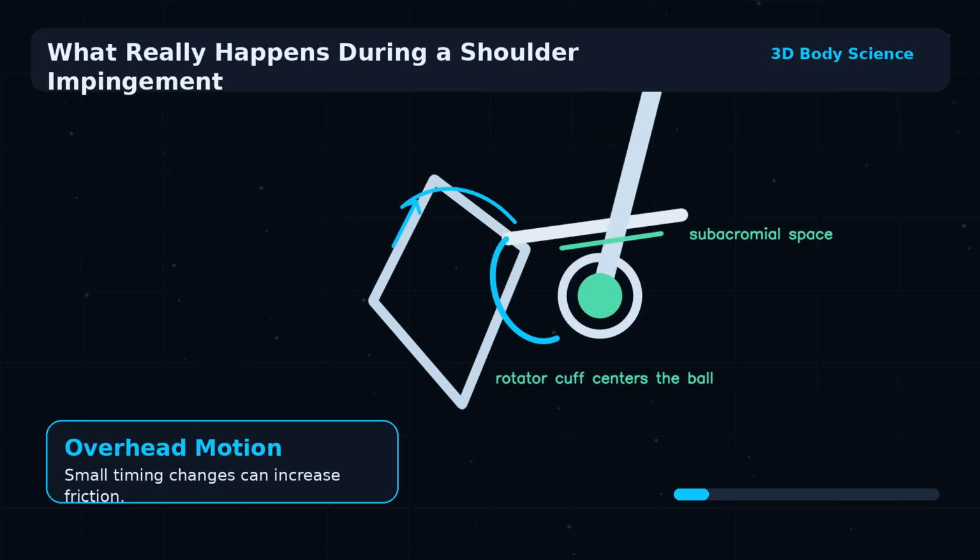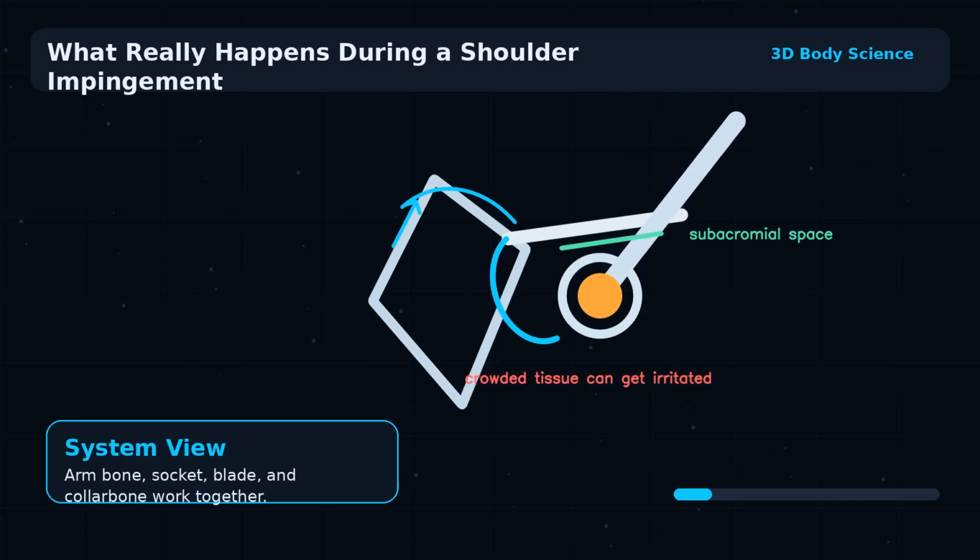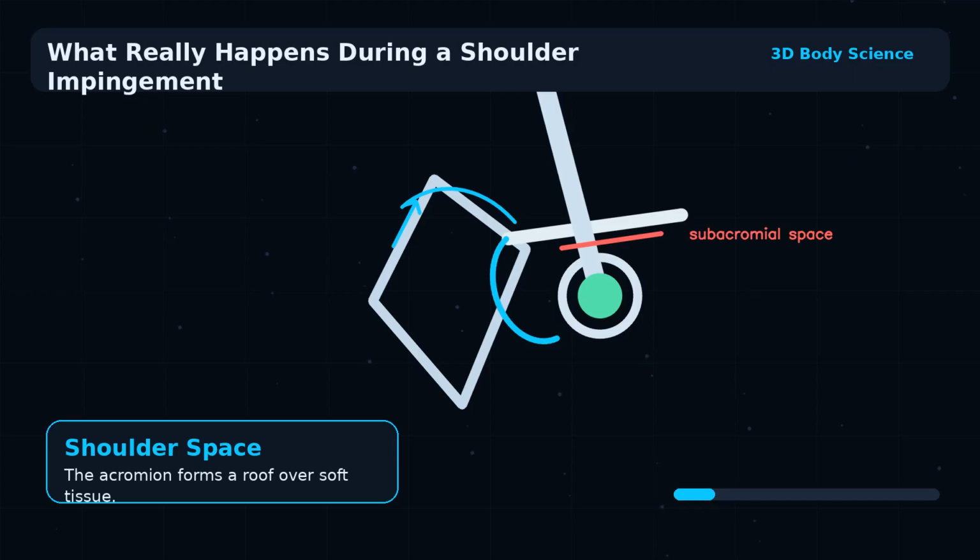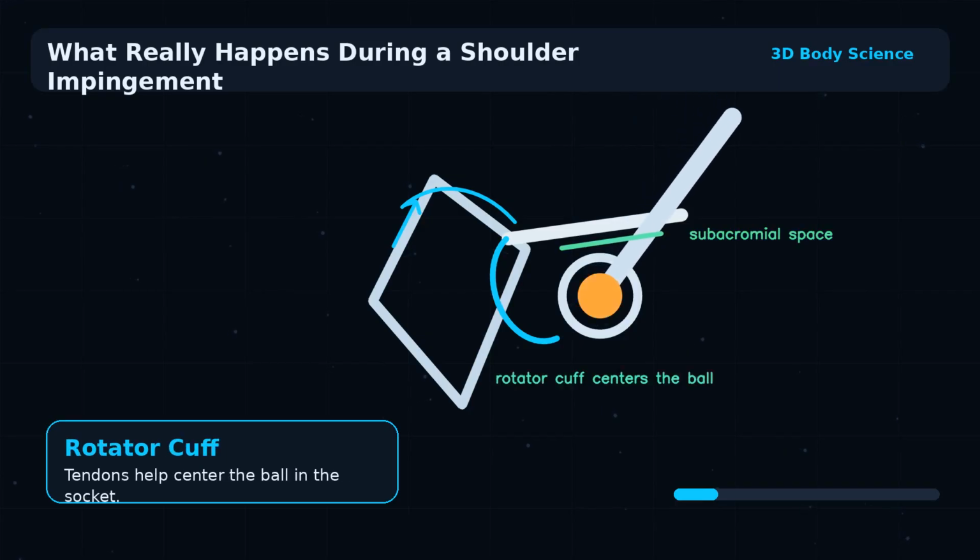The rotator cuff is not one muscle. It is a group of 4 muscles and their tendons: supraspinatus, infraspinatus, teres minor, and subscapularis. Together, they act like a dynamic steering system. They compress and guide the humeral head so it stays centered, while larger muscles, like the deltoid, lift the arm.